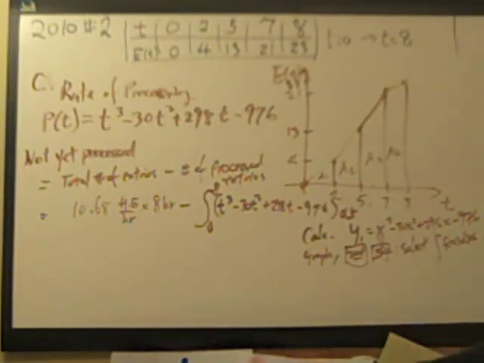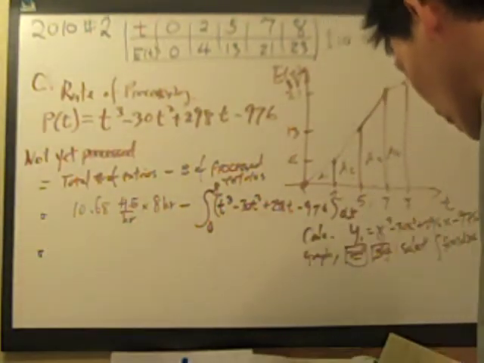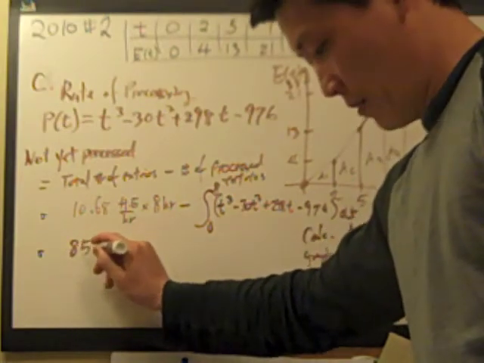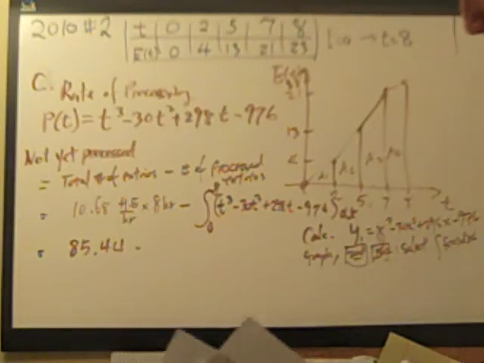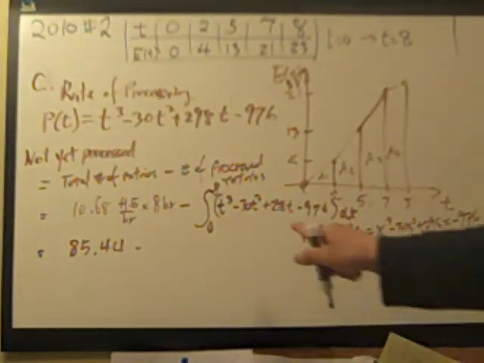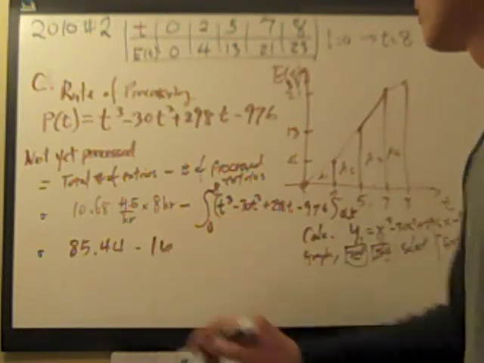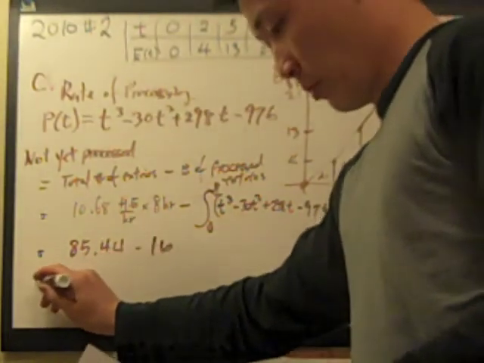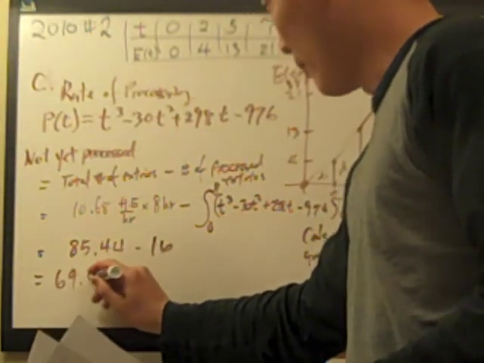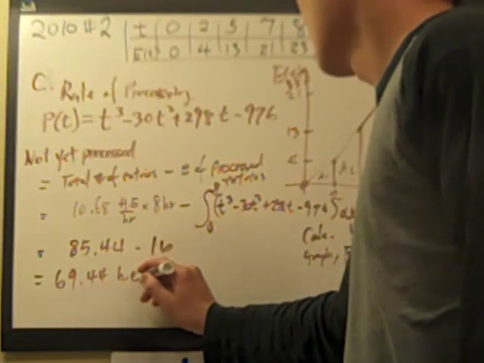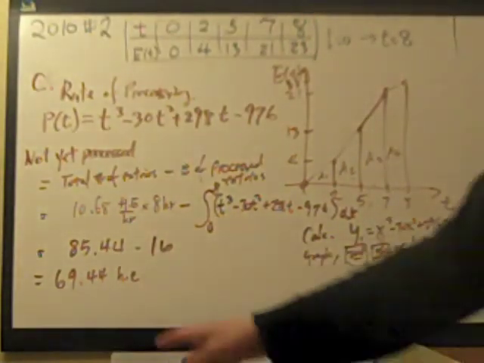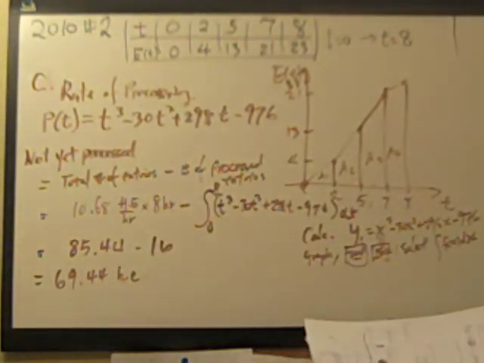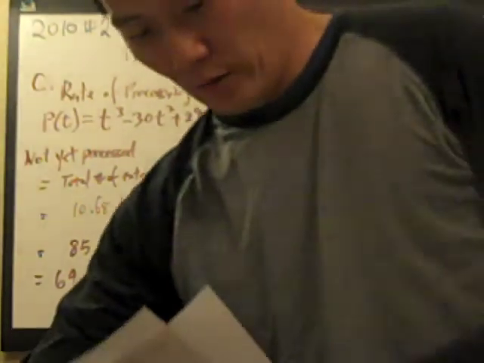So based on my calculation using my graphing calculator, for this one I will end up with 85.44, subtract this one, which comes out to be 16 hundredths. So by subtracting these two, I end up with 69.44 hundredths of entries, and that's the number of entries that's not yet being processed.